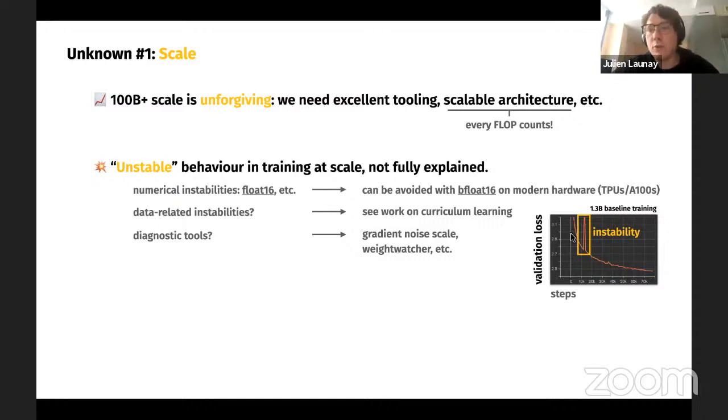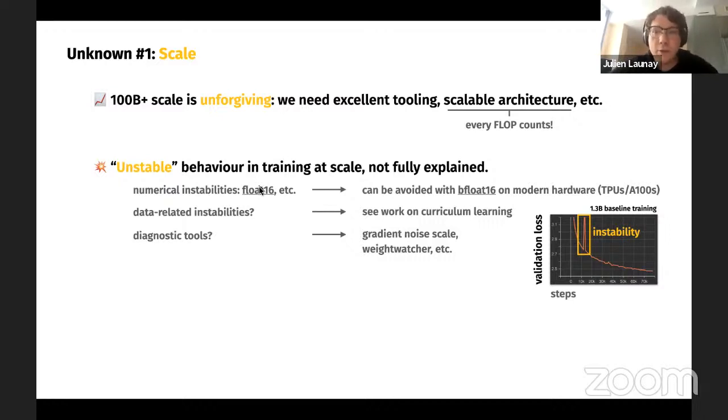There has been discussion from the big group, some people talking about phase transitions, where when you pass the 10 billion scale, 60 billion scale, you start seeing more and more of these instabilities, up to the point that they may completely prevent you from training your model. Some of these are numerical in nature, because you are overflowing or underflowing the range that is allowed to you by float16.